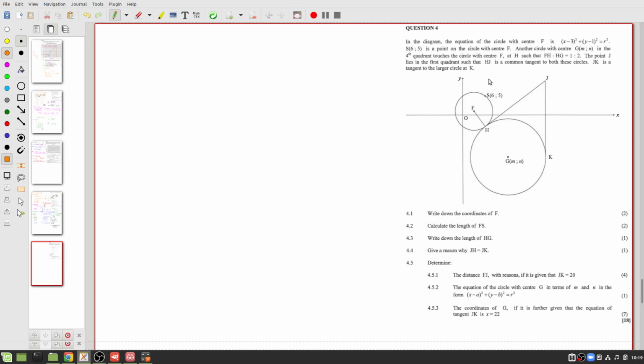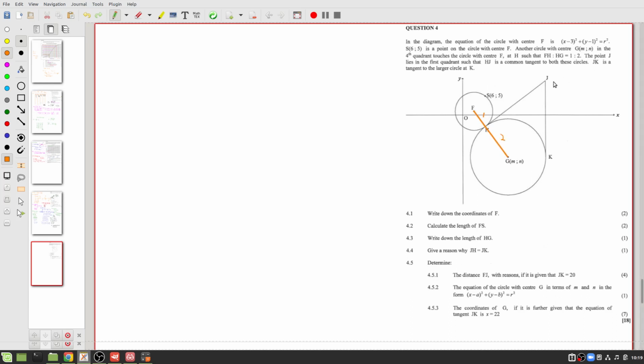And they give us a point on the circle with center F, and another circle with center G, and we don't have the coordinates for G. It is in the fourth quadrant, and touches the circle F at H, such that FH to HG. Maybe we should just draw that in quickly. So they tell us that this is a ratio of 1 to 2, and this obviously forms a straight line. Let's keep that in for later. FH, HG, 1 to 2. Let's just write that in so we have it.